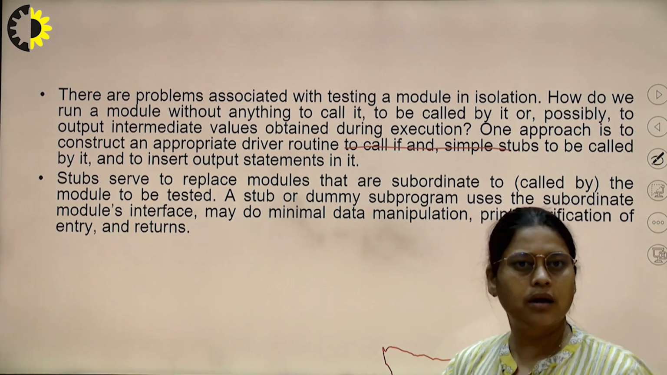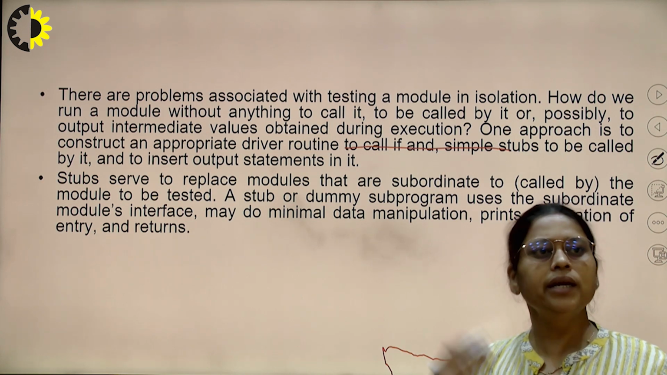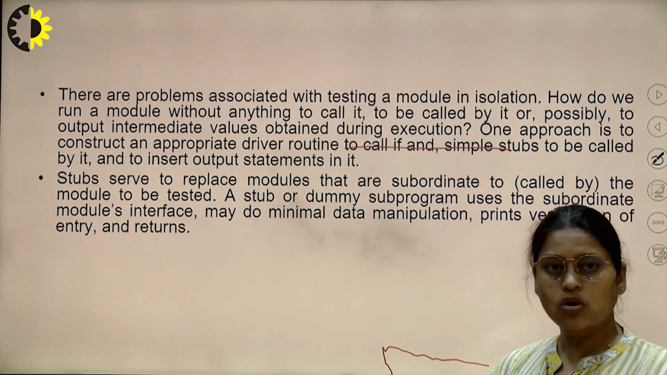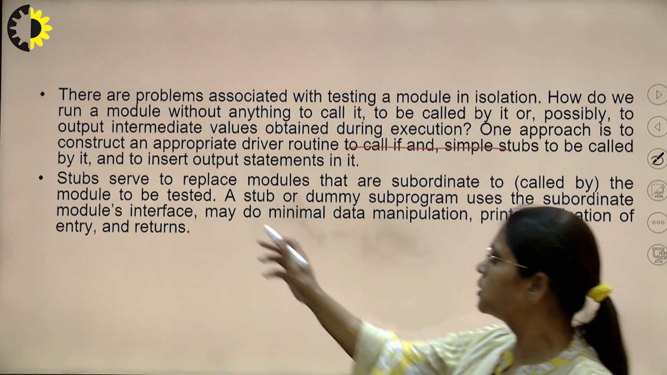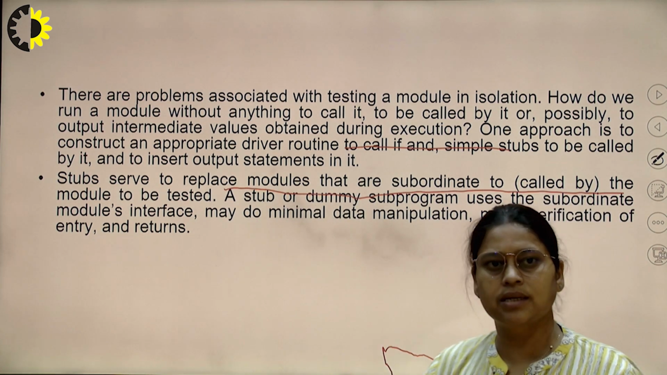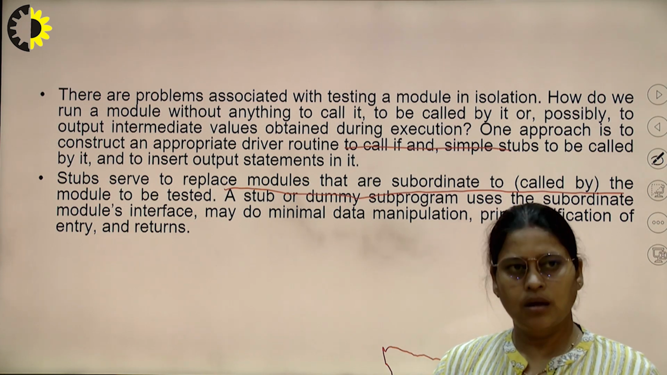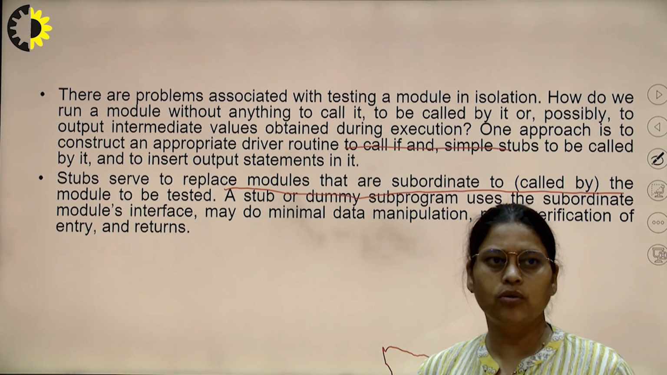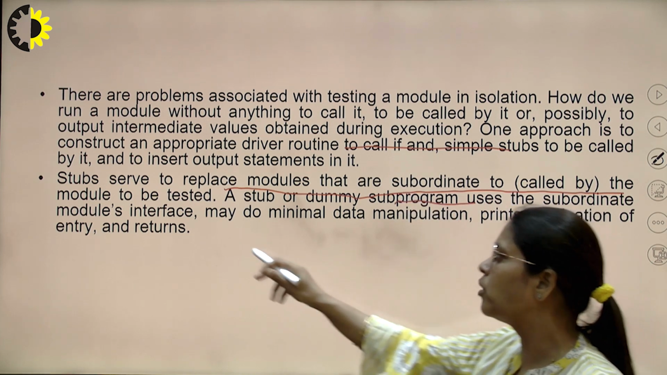So, in our unit testing approach, we have to apply a driver or stub approach for calling or being called by a module, and we have to test our software module independently. So, what is a stub and what is a driver? A stub serves to replace the modules that are subordinate to, or called by, the module to be tested. We have to replace the subordinate modules of the tested module with stub modules. A stub is basically a dummy subprogram that uses the subordinate module's interface.